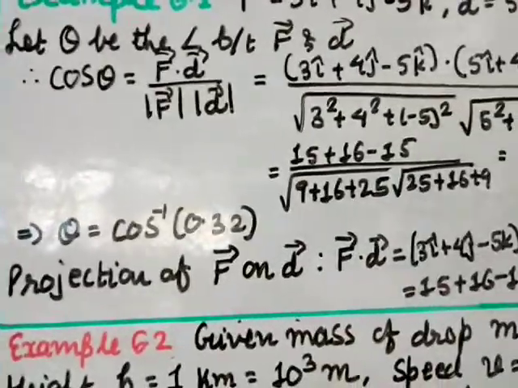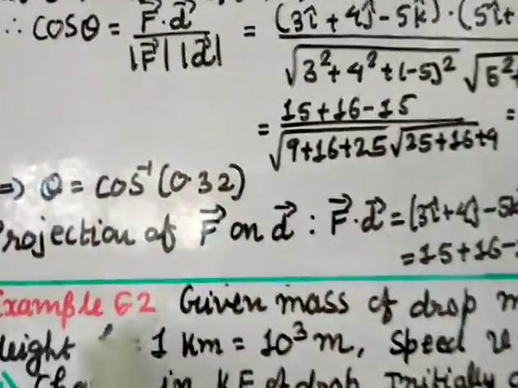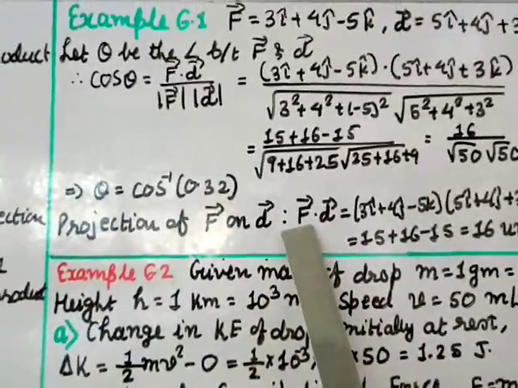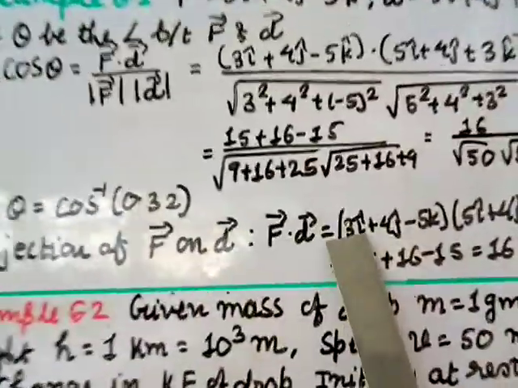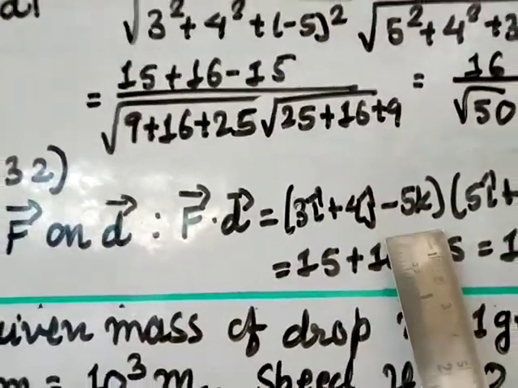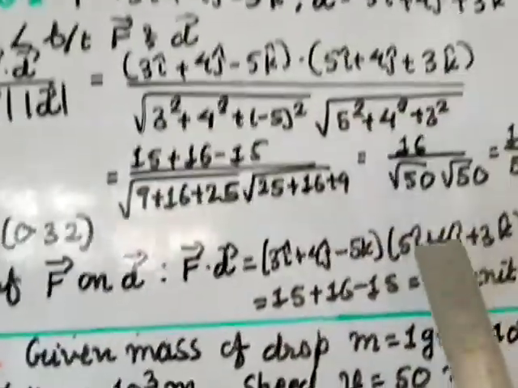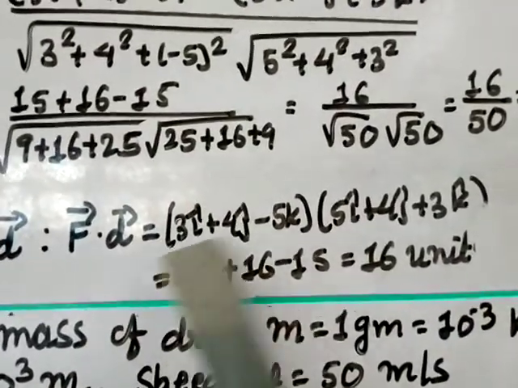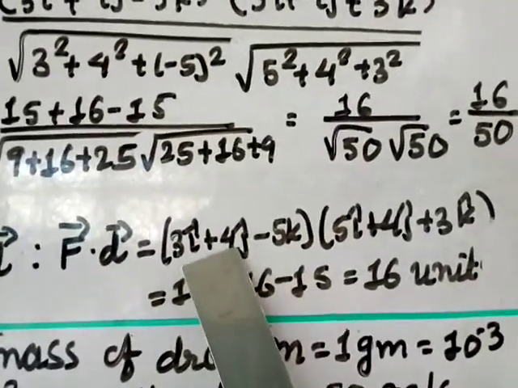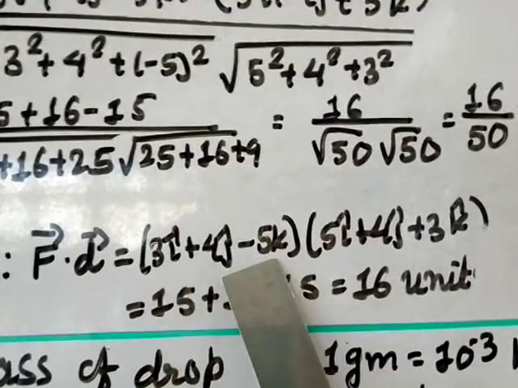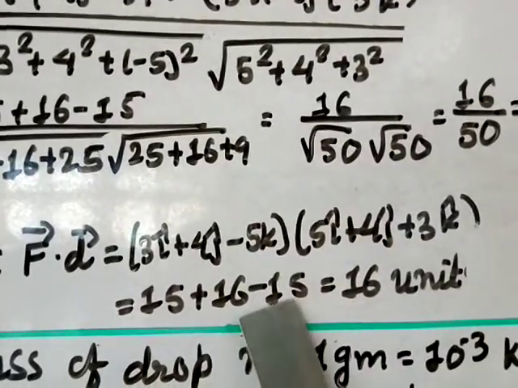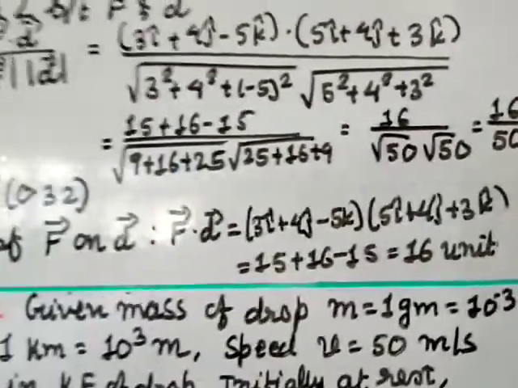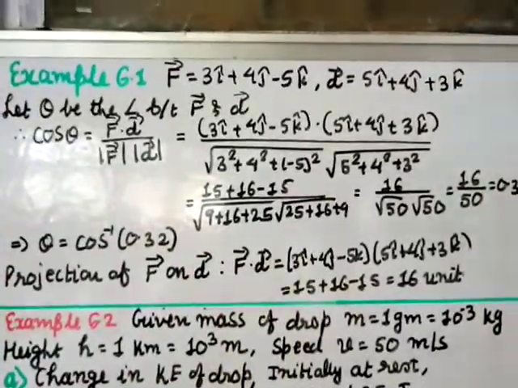They have also asked us to find the projection of F on D. That formula will be F dot D, where vector F is given to us as 3i cap plus 4j cap minus 5k cap, and D is 5i cap plus 4j plus 3k. The dot product is 3 into 5, 15, 4 into 4 plus 16, minus 5 into 3 minus 15. So 15 minus 15 cancel, and you get 16. So that is the projection of F on D.